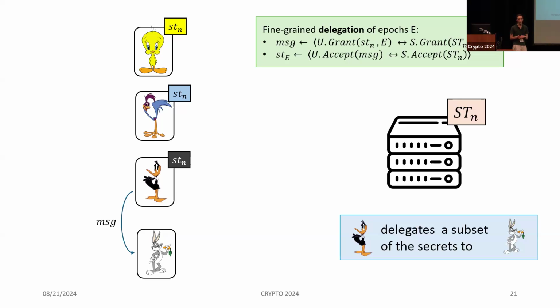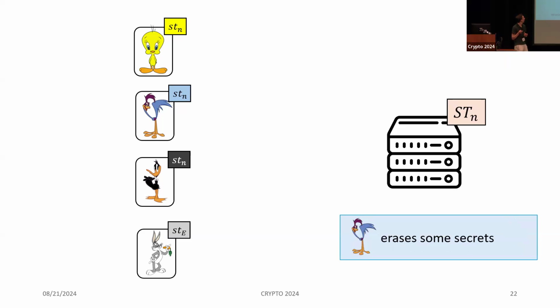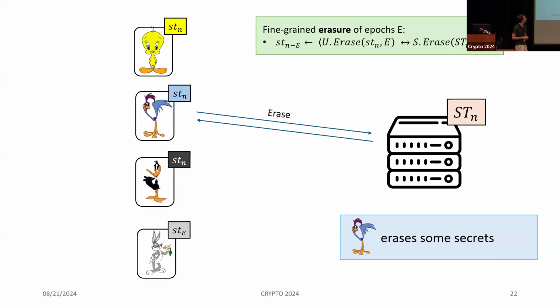Just somehow securely give this message to Bugs. Afterwards, Bugs runs another interactive algorithm called accept, and at the end of this, Bugs Bunny will have his own local state, which will allow him to retrieve all the keys for which he has been granted access to. And finally, for some of the schemes, there's an erasure, so you can get forward secrecy, and that's just another interactive algorithm where you say what you want to erase, and it updates your local state. Nothing too surprising here, I hope.